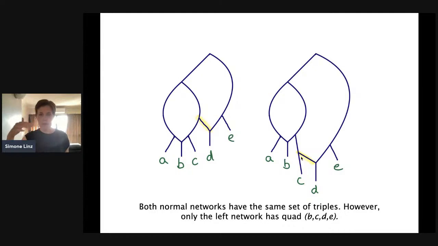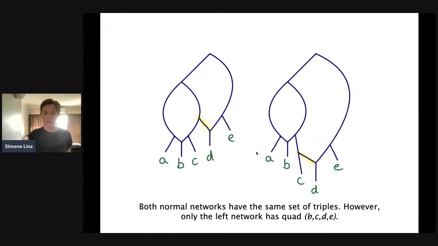So I haven't written them all out. You need to believe me on that. They have the same set of triplets. But what we noted then is that the network on the left has a quad BCDE. So we pick up B, C, then D, and then we pick up E. So this is a quad displayed by the network on the left, and it's not a quad displayed by the network on the right. So we were wondering if, instead of just considering the triplets, we also consider the quads, can we actually get some traction on the problem in this way?